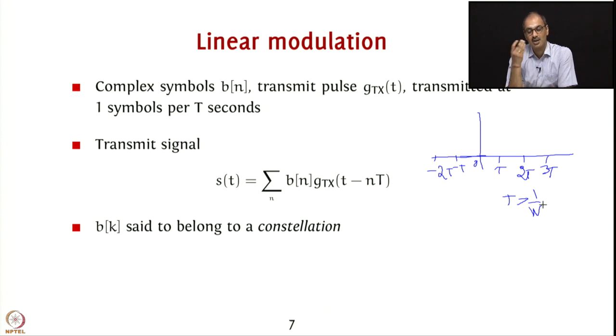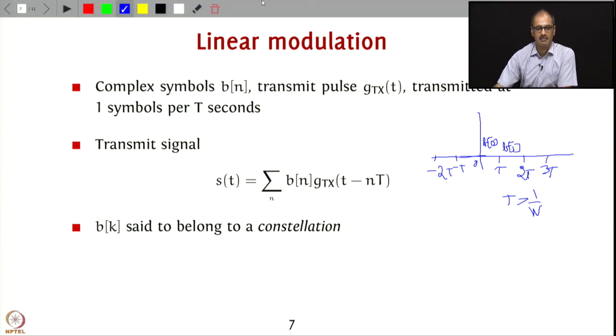That is, you cannot signal any faster than W symbols per second. So your T must be more than 1 upon W. In the interval 0 to T, you are sending b0. In the interval T to 2T, you are sending b1. So how are you sending them?